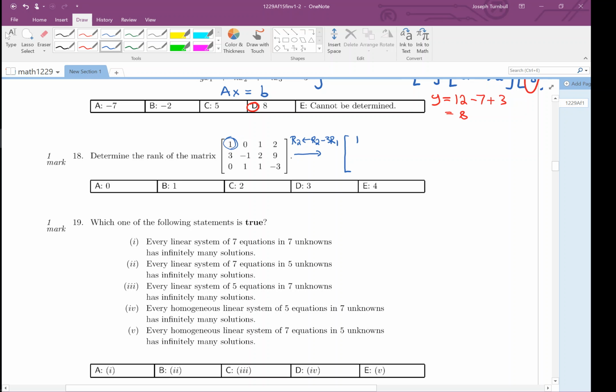So 1, 0, 1, 2, didn't change that. Then second row, 3 minus 3 times 1, 0. Negative 1 minus 3 times 0, negative 1. 2 minus 3 times 1, negative 1. And 9 minus 3 times 2, so 9 minus 6, 3. And the third row doesn't change: 0, 1, 1, negative 3. All right, next.